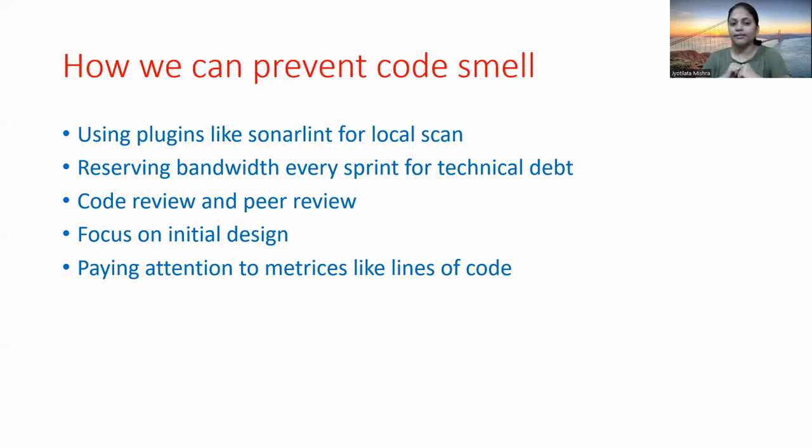And have some metrics which can radiate that information for you. For example, lines of code. You have tools which tell you which class has how many lines of code, and when something is pushed to that repository, you see if there is an increase in the lines of code. So that is also one of the ways you can prevent code smell.